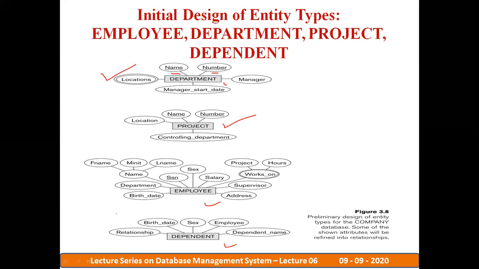In the same way, the project also has 4 attributes here, and the employee has a composite attribute, name. The name can be subdivided into first name, middle initial, and last name. And finally, the dependent entity has 5 attributes. So after analyzing the requirements at the first initial step, we have come up with the 4 entity types and their related attributes.